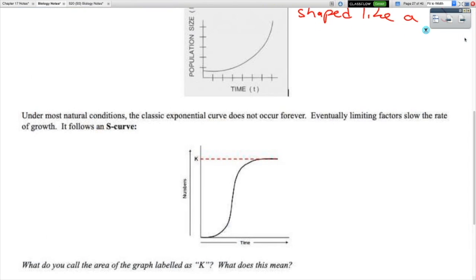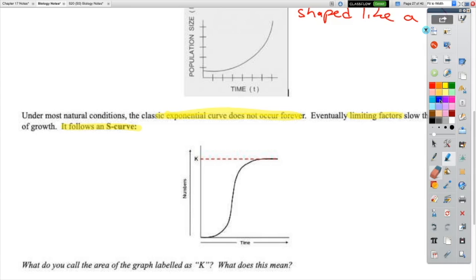Now, under most natural conditions, of course, this cannot go on forever, right? There's no way. How do you support that? Eventually, limiting factors, we've seen those before, slow the rate of growth, and it follows an S curve. So your population starts low, you grow, you grow, you grow, and then resources start to run out, and limiting factors start to limit your population. So you reach a stable point where, okay, this is about the population that can be supported. If we go above it, some of us are going to starve off. If we go below it, we'll have some more babies and bring it back up. Generally, this is where we should be.